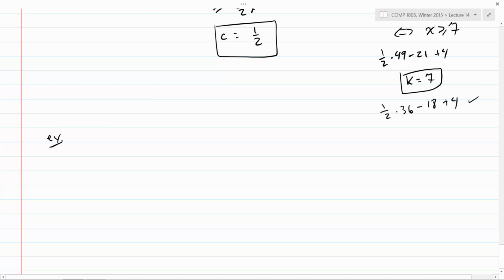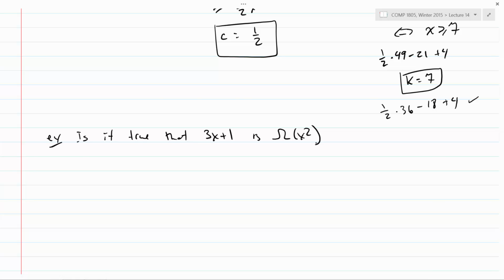Let's see what happens when things don't work out. So is it true that 3x plus 1 is omega of x squared? So we think to ourselves for a second and we say, well, the thing on the left is going to be of order x. The thing on the right is x squared. So this is asking, is x squared a lower bound on x? And the answer to that is no. It's not going to be.